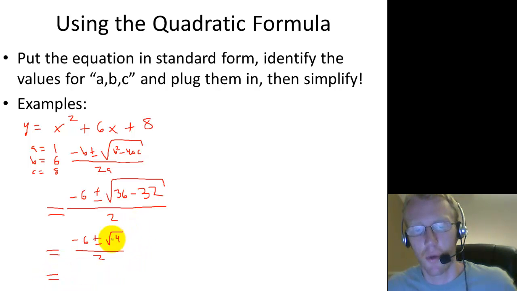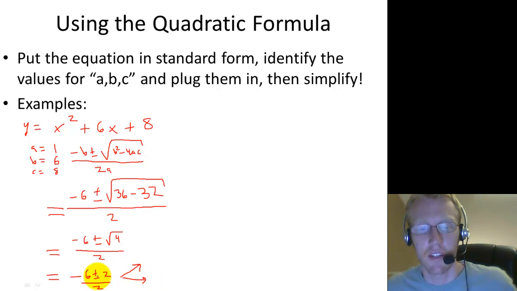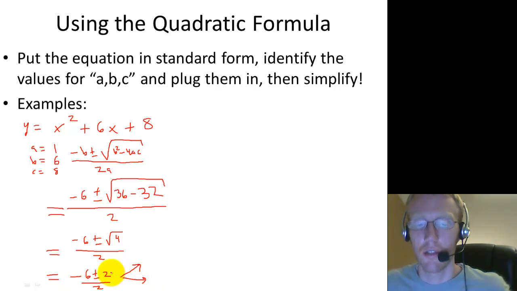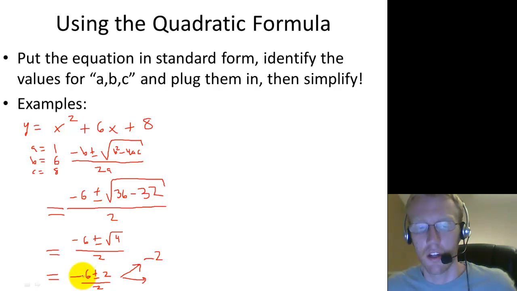And we can simplify the square root of 4 is 2. So negative 6 plus or minus 2 divided by 2. And now there's two possibilities, the positive and the negative. So negative 6 plus 2 is negative 4 divided by 2. Negative 4 divided by 2 is negative 2. The other option is negative 6 minus 2, which is negative 8, divided by 2 is negative 4. So negative 2 and negative 4 are the roots.